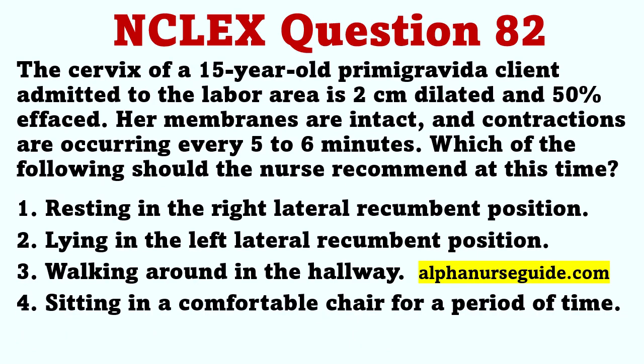The cervix of a 15-year-old prima gravida client admitted to the labor area is 2 centimeters dilated and 50% effaced. Her membranes are intact, and contractions are occurring every 5 to 6 minutes. Which of the following should the nurse recommend at this time? 1. Resting in the right lateral recumbent position. 2. Lying in the left lateral recumbent position. 3. Walking around in the hallway. 4. Sitting in a comfortable chair for a period of time.